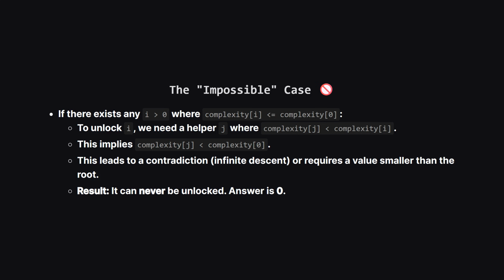Let's follow that thought. If computer i has a complexity less than or equal to computer 0, can we ever unlock it? To unlock i, we would need a helper j with an even smaller complexity, and that helper would need an even smaller one. Ultimately, the chain must start at computer 0, but if computer i is already smaller than or equal to the root, there is no valid path of increasing complexity from the root to i. It's impossible. So if even one computer satisfies this condition, the answer is immediately 0.